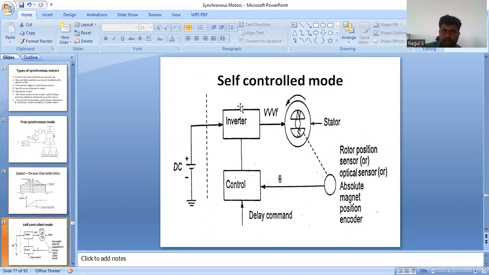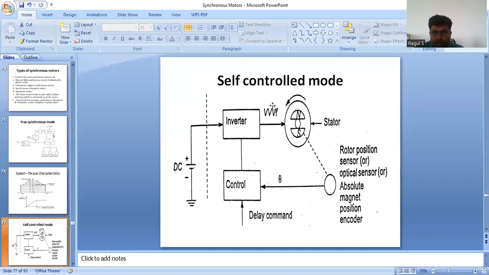Next is the self-control mode. In the self-control mode, we can generate variable voltage and variable frequency in one converter, and that converter is an inverter. Here the input is DC, and it is a PWM inverter that converts DC to AC. That AC is fed to the synchronous motor.